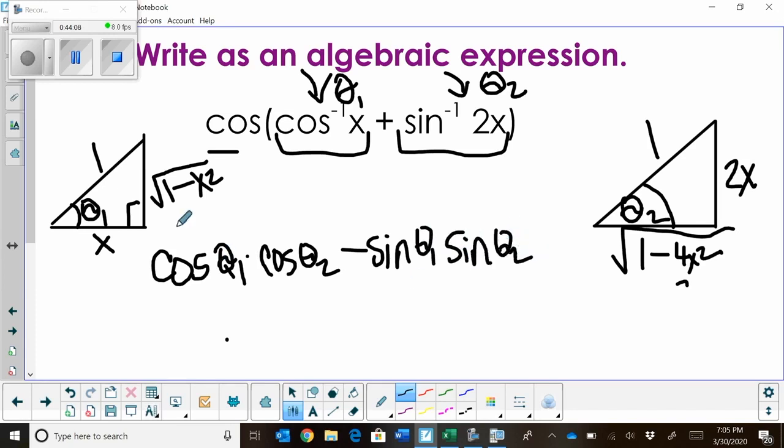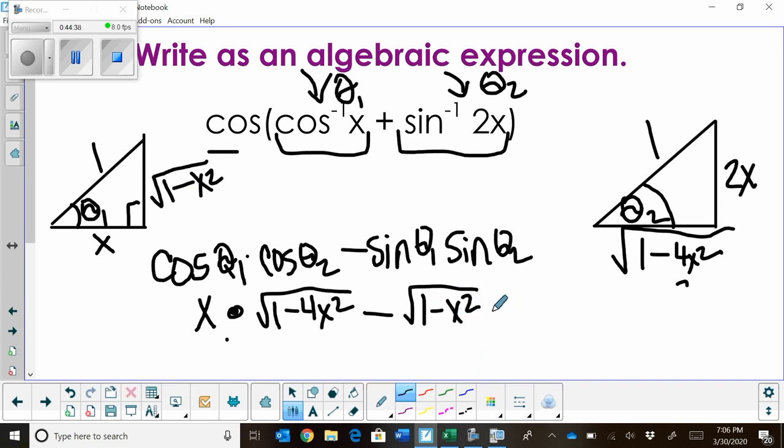Now, let's plug in what we know. Cosine of the first angle is just x, times cosine of the second angle, which is root 1 minus 4x squared, all minus sine of the first angle. Well, the sine is opposite over hypotenuse, so the square root of 1 minus x squared, all times the sine of the second angle, which is 2x.